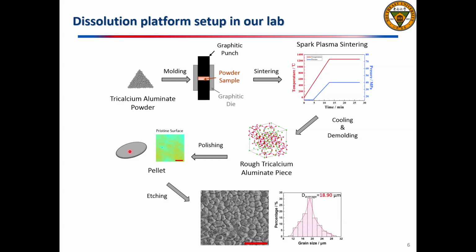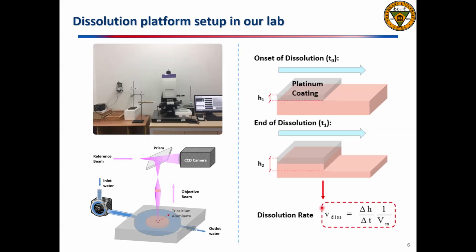It's well known that the grain size significantly affects the mineral dissolution rate, and the prepared C3A here has a grain size of about 18.9 micrometer. Before the dissolution experiments, C3A pellets are partially coated with inert platinum as a reference plane. When C3A dissolves, the surface height will reduce, and its dissolution rate can be calculated according to this equation.